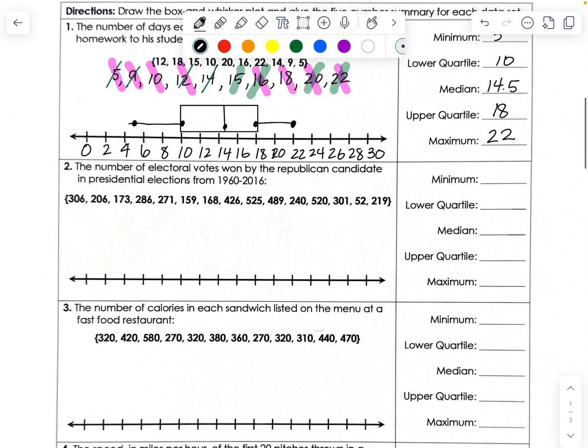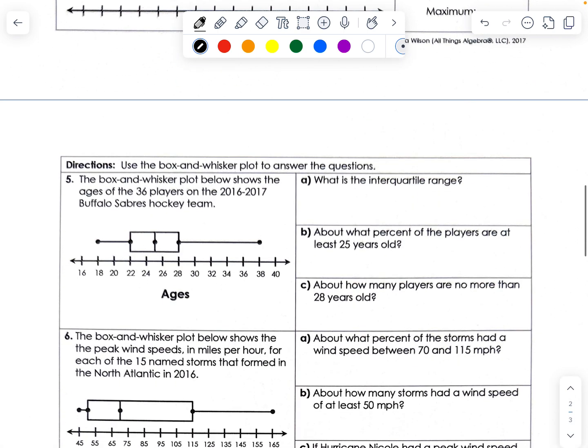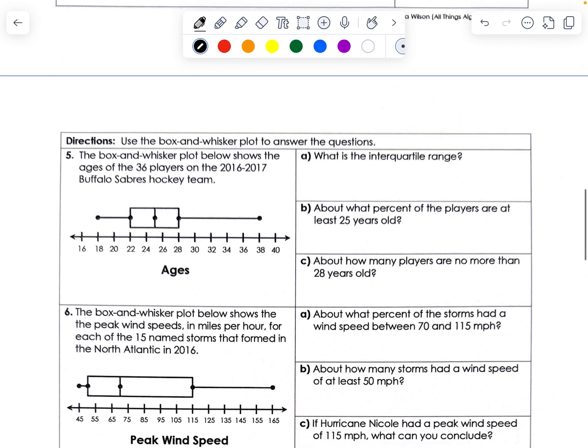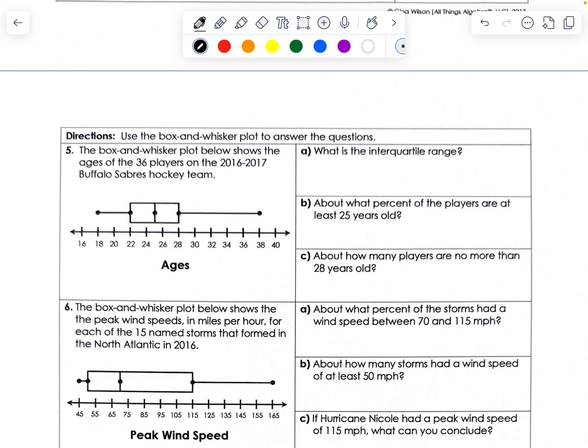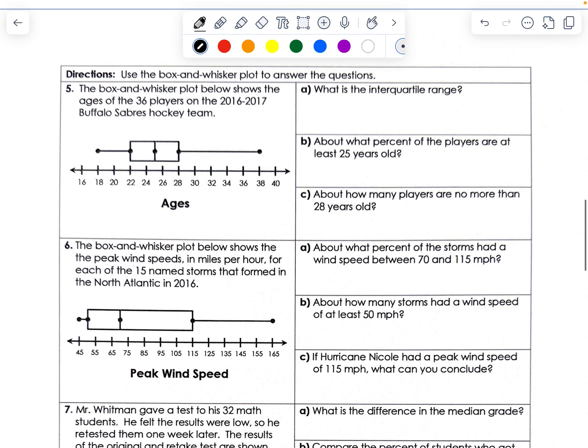Okay, now moving on to the next thing. This one is already done for you, but it's asking for your information. It's asking you 3 questions in this one. I think all of them are 3 questions except for the last one. So 3 parts. What is the interquartile range? That's this part right here, right?